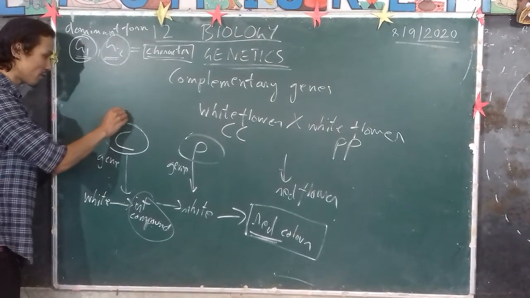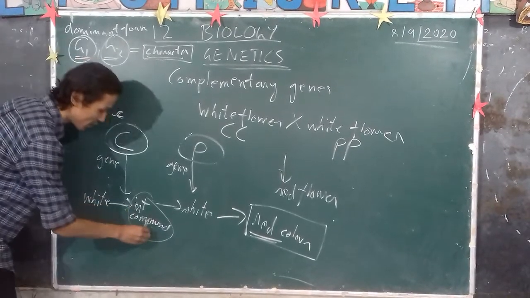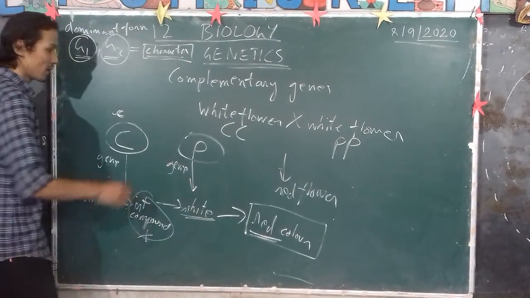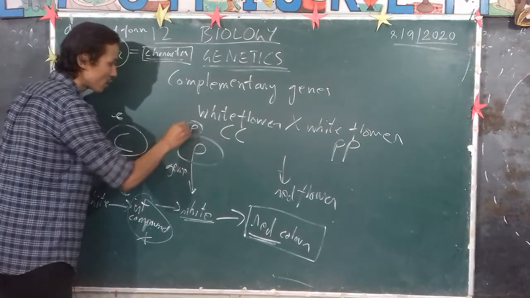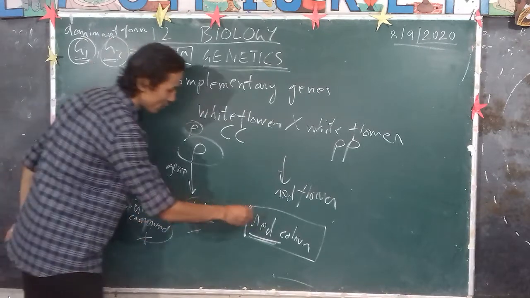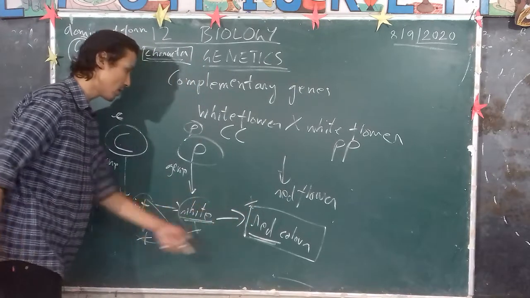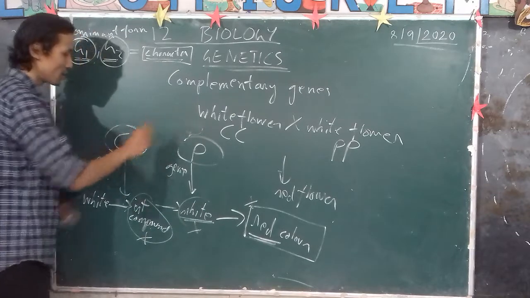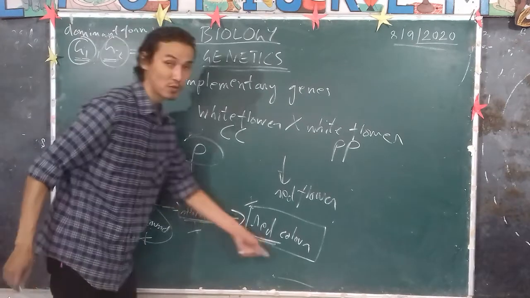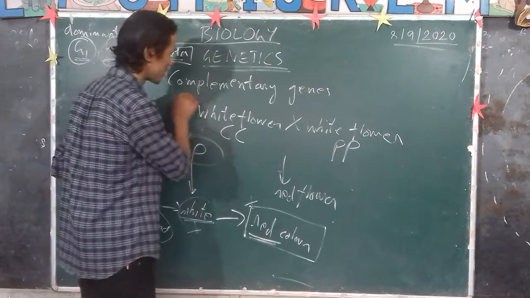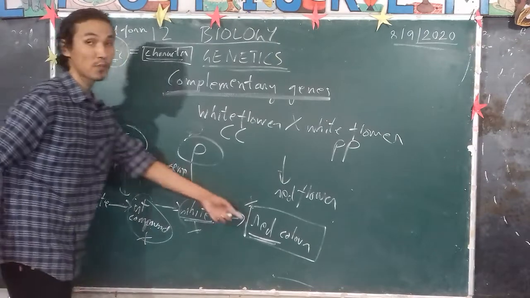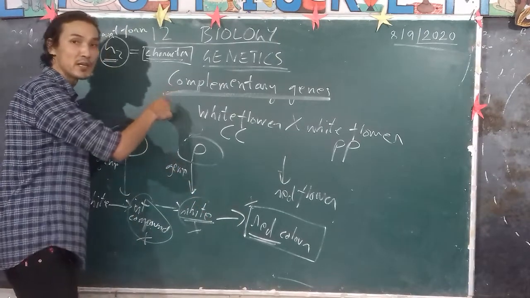If gene C was in the recessive form, let's say small c, then this intermediate compound is not produced and what you're getting is only a white product. Or if gene P, that is small p, was present in the recessive form, again this white compound is not produced and you don't get a red color. In order to get a red color, both these genes have to be in the dominant forms. So the products of both the genes acting on the final product produces the red color. And this phenomenon is observed in sweet pea. Since both the genes are responsible for the production of the red color, they are called complementary genes.